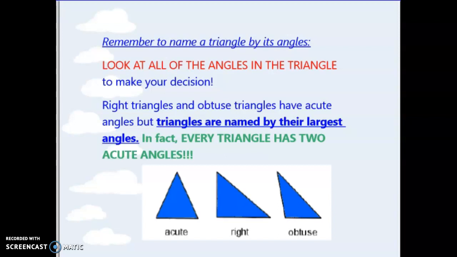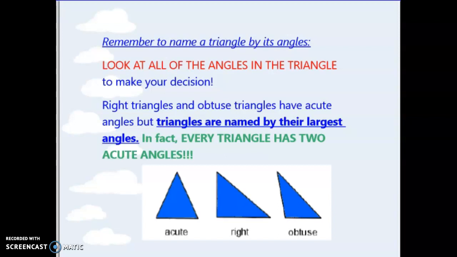An obtuse triangle is 90 degrees or more, and so we have an obtuse triangle. Look, we definitely have two acute angles, but remember, we're naming it by its largest angle. So let's go back and review.